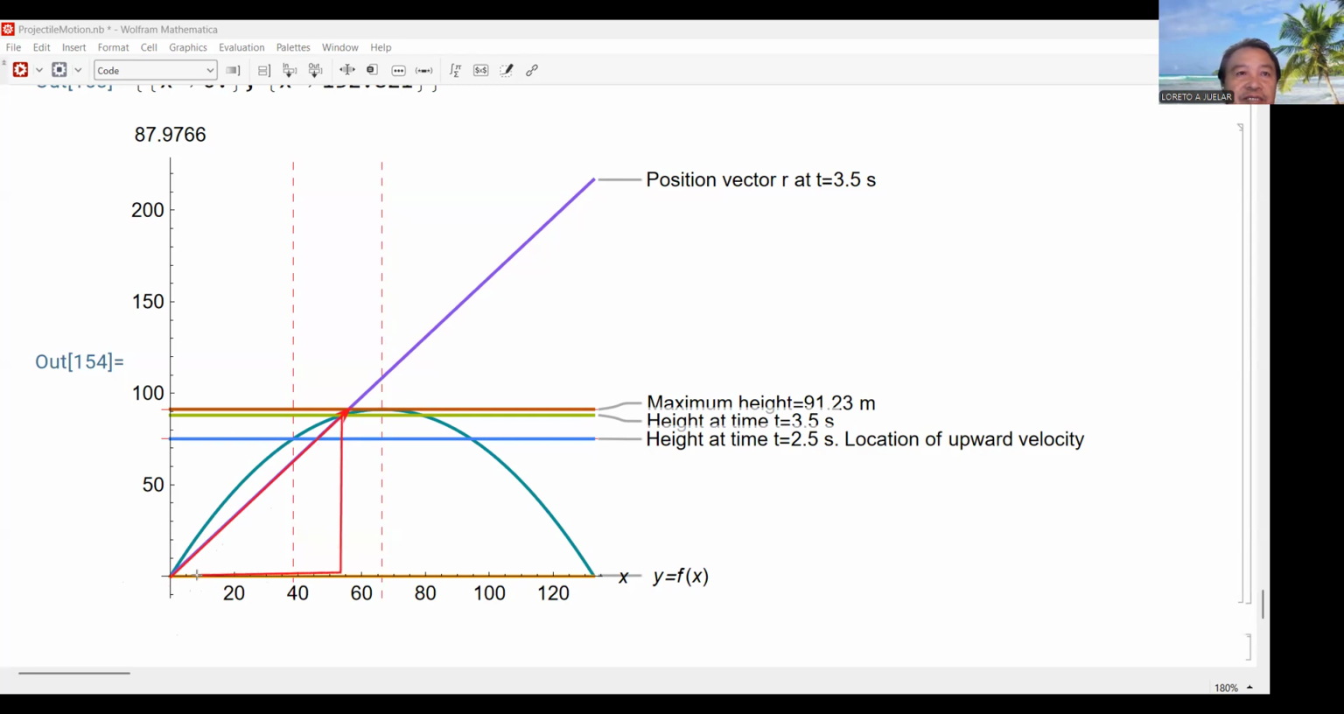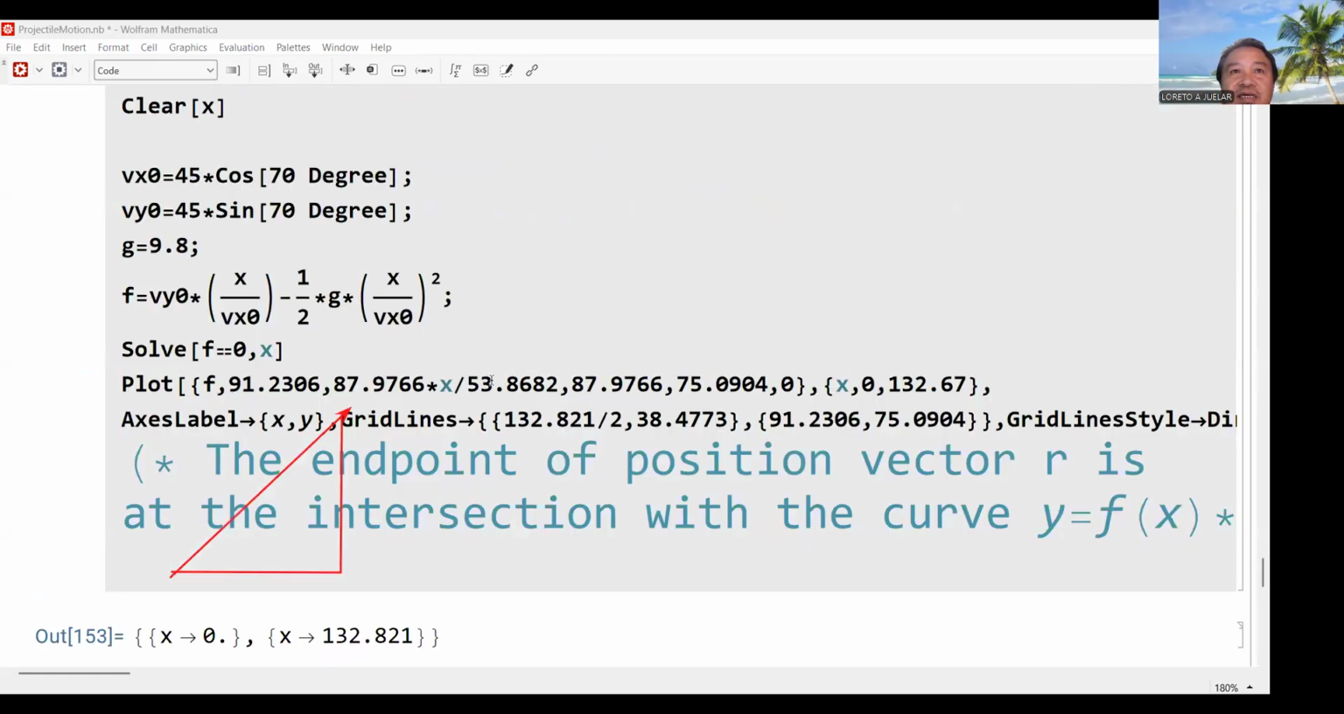And so what is the corresponding length? The corresponding length is given by this, 53.86. Now, actually, this is the slope form of the line. By using the slope form of the line, we have 87.97, 0.9766 x over 53.86, 82.